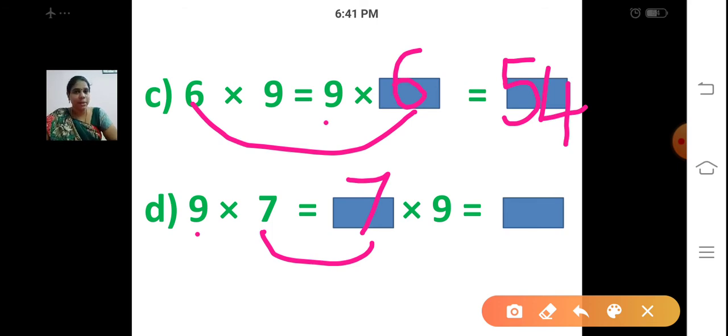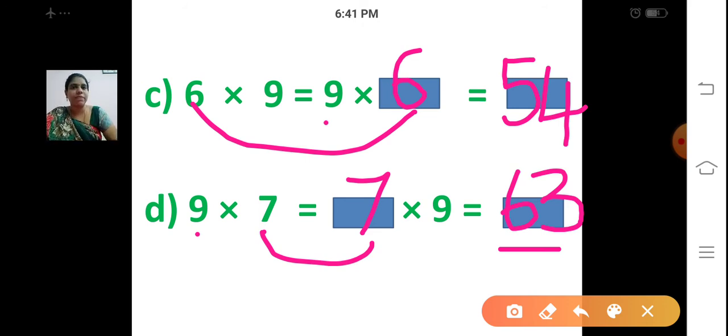Now you are going to tell me the answer for this. 9 sevens are? Just think and tell me. What answer will come here? 9 sevens are 63. 7 nines are also 63.